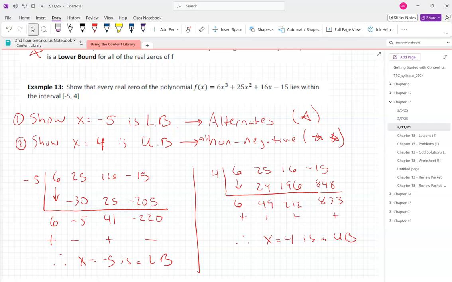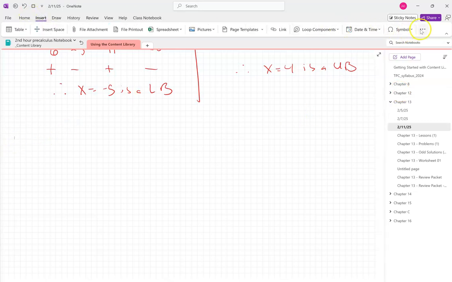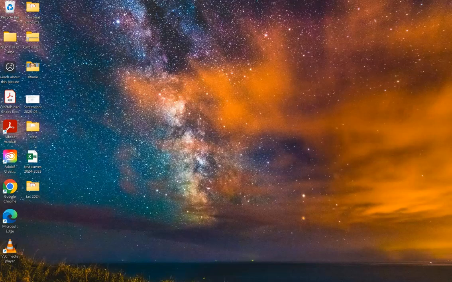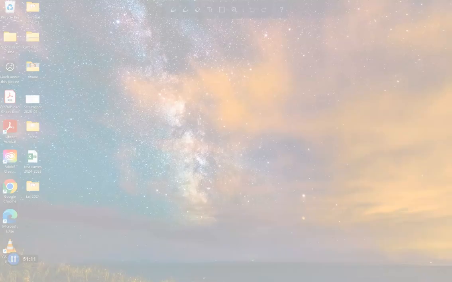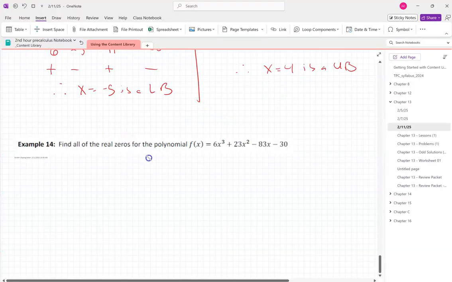Now, in practice, other than answering a question like we just did, this is not something you would really readily use, because we can do an even better job than that with our graphing calculator.